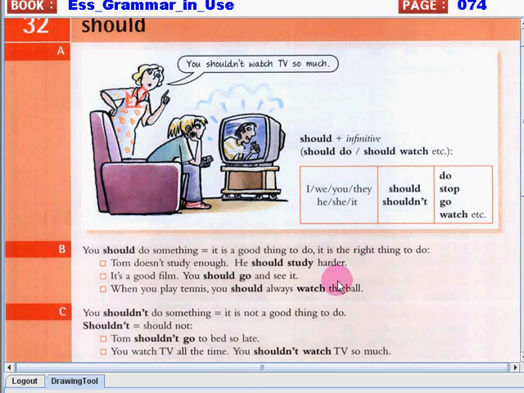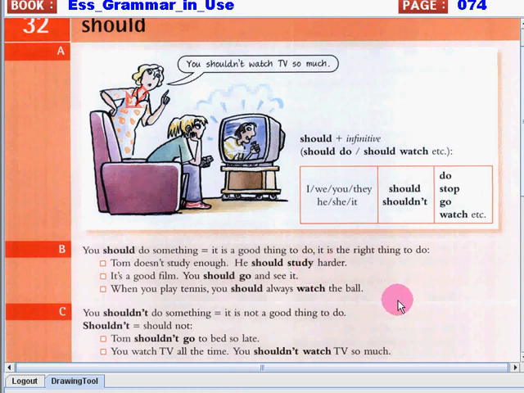Next, it's a good film. You should go and see it. Here, we used should go and see it. Now, you are recommending, you are saying that the film or movie is a good thing to watch. That's why you said you should go.